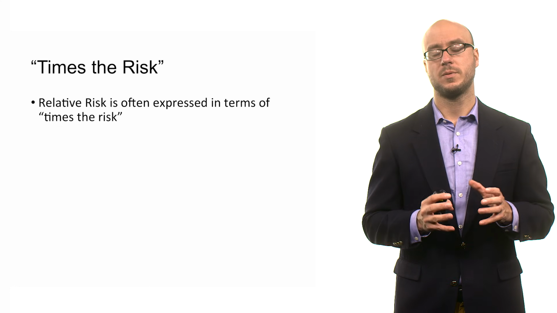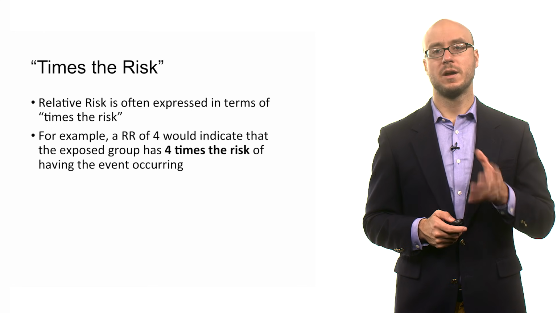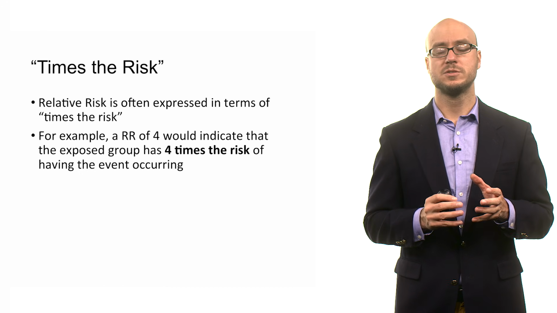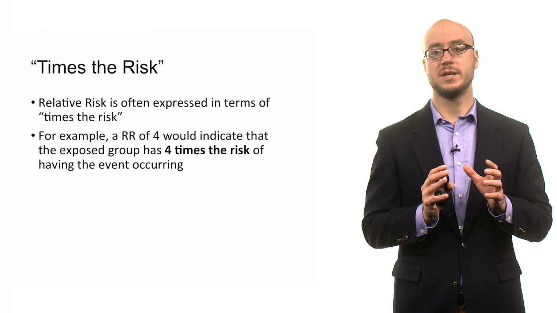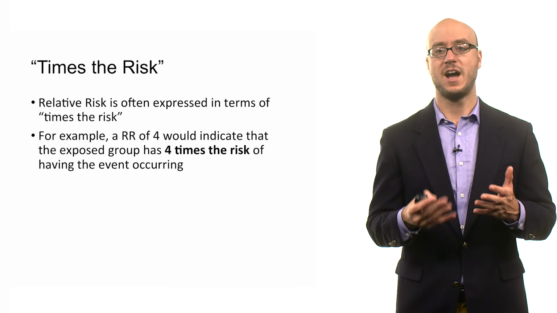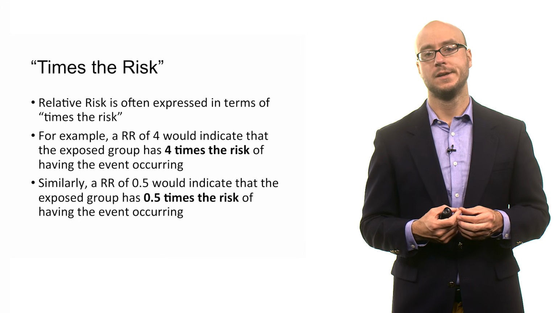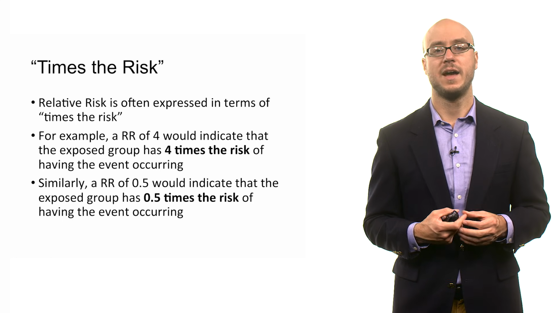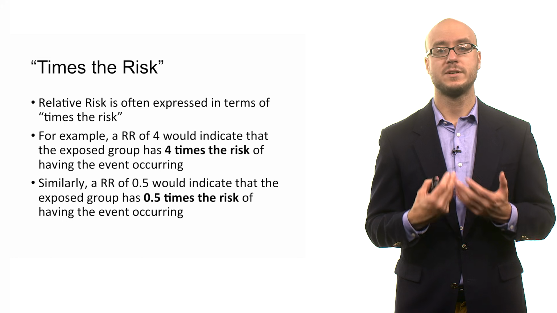Substantively, you can think of interpreting relative risk or the risk ratio in terms of times the risk. A relative risk of 4 is greater than 1, and that would indicate the exposed group has 4 times the risk of having the event occurring. So that's how you express a quantity for relative risk. You say 4 times the risk. Or if it were 5, you'd say 5 times the risk of having the event occurring. For a relative risk below 1, for example 0.5, you would say that the exposed group has 0.5 times the risk of having the event occurring. You can see that the event is less likely to occur, suggesting there's some kind of protective factor with the exposure.